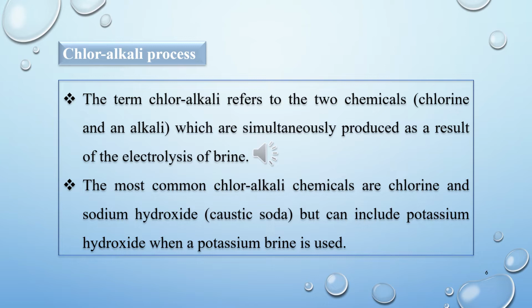The first one is two chemicals, which refer to the name of the chloralkali process: chlorine and alkali. And the second point is that in this process, the more common chemicals are sodium hydroxide and chlorine. He also said that you can prepare potassium hydroxide by using the brine of potassium chloride.